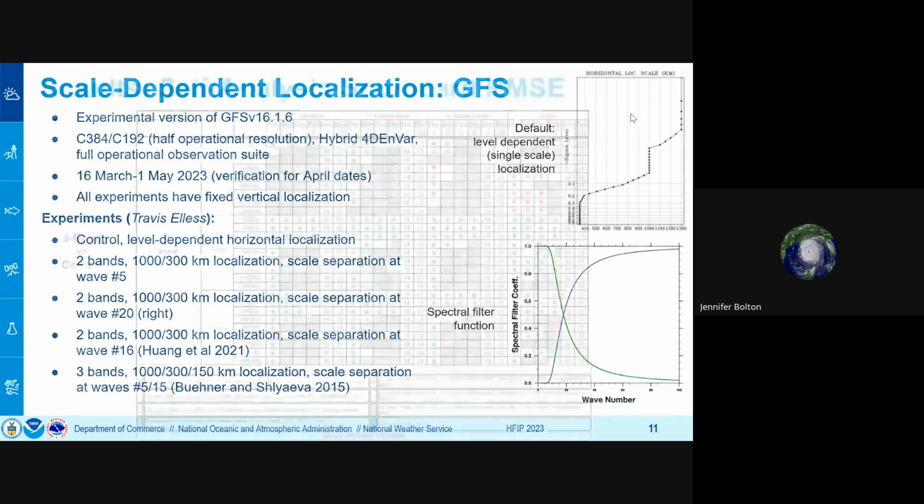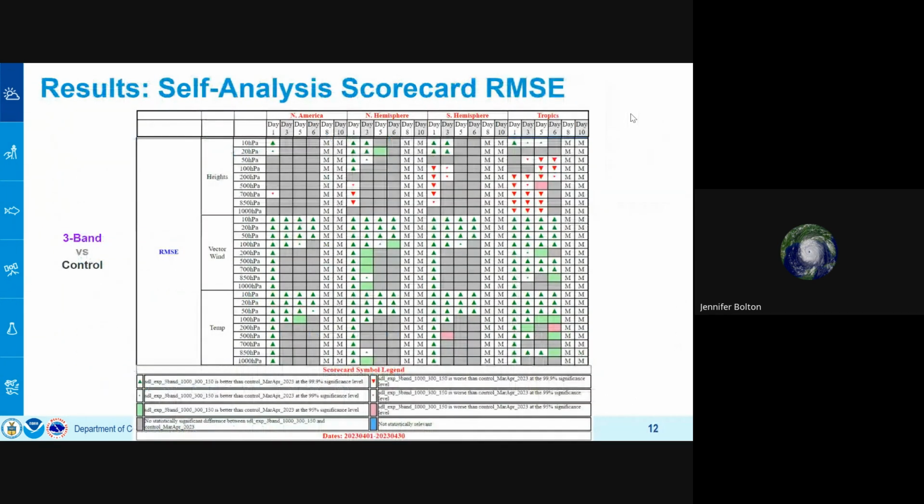Next slide. And similar to other centers, here's the scorecard looking at various metrics. This is root mean square error for an entire trial period, control and experiment, green is good. Scale-dependent localization improves our forecast skills significantly for many metrics. So this is going to be included for the atmospheric DA part of V17.